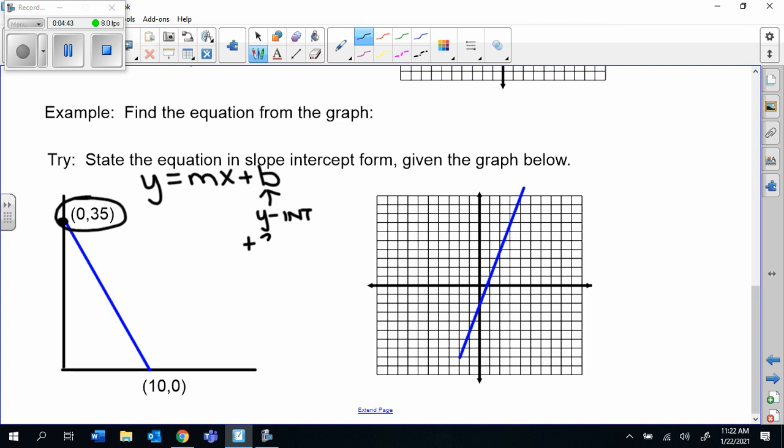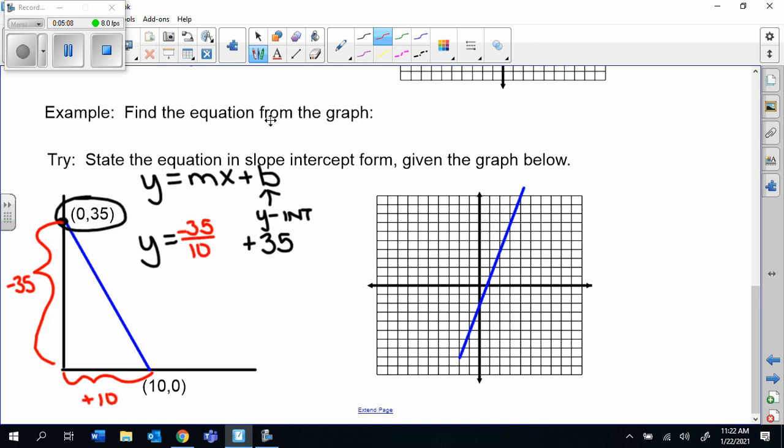So we're going to add 35 to the back. Then we're going to count out our slope. So even if we have to go down and to the right a little bit extreme, we can reduce that fraction. So we're going to go all the way down 35. And then we're going to go right 10. So negative 35 over 10 reduces to, and don't forget your x, negative 7 halves x plus 35.